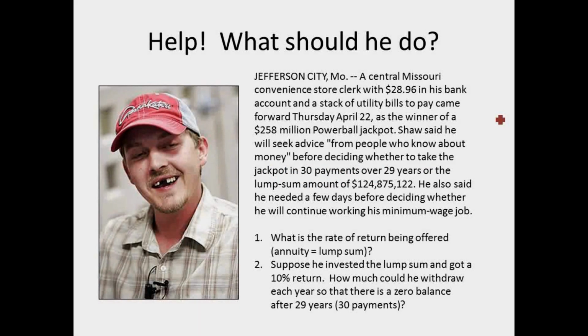This is really an article I took out of Yahoo News about a guy who won the lottery, and he's asking smart people like you what he should do with his money. So he's a clerk. He has $28.96 to his name, and then he wins the $258 million Powerball jackpot. When you win that jackpot, you don't actually win the 258 that they say. You win 258 over 29 periods, or you can take out a lump sum. And he's trying to figure out which he should do. Should he take the $125 million now, or should he take the annuity payment? Those are the kind of computations we're eventually going to be able to solve.